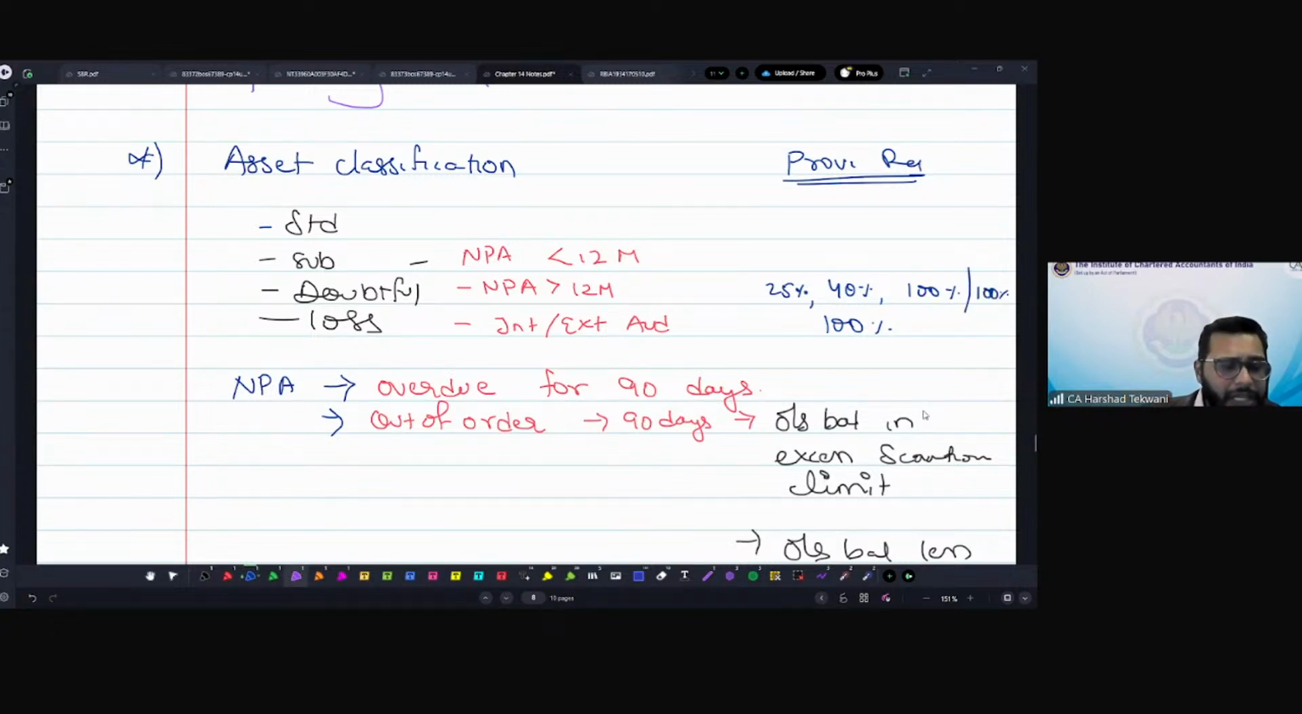So if it is unsecured, directly 100, and this is for the secured portion. 25, 40, or 100. That is up to 1 year, 1 to 3 years, more than 3.